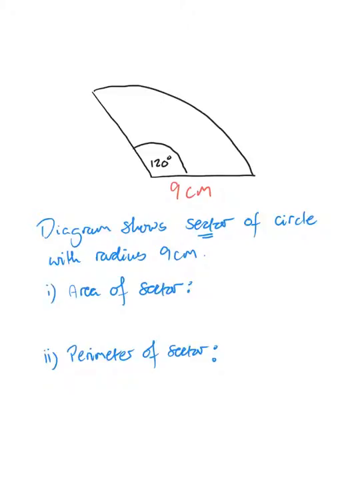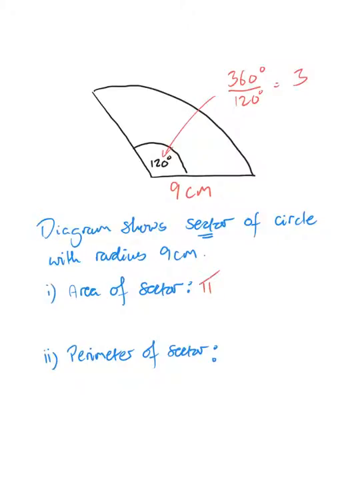So clearly the key piece of information here is the angle that they've given me. They've given me an angle of 120 degrees, and obviously we know that a full circle is 360 degrees, so if I divide that by the 120, which is the angle of this sector, I'll get that it goes in 3 times. This is 1/3 of a full circle. So, in order to work out the area, I will work out the area of a full circle with radius 9 and divide that by 3.